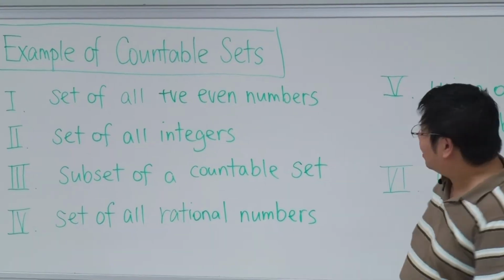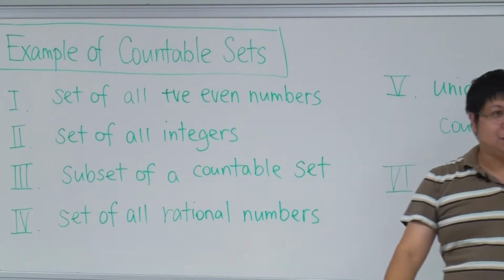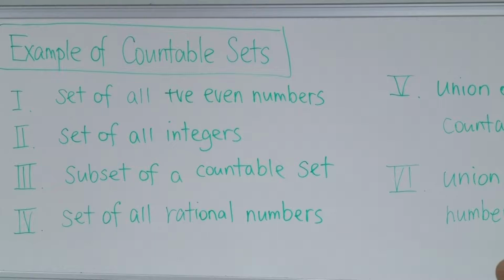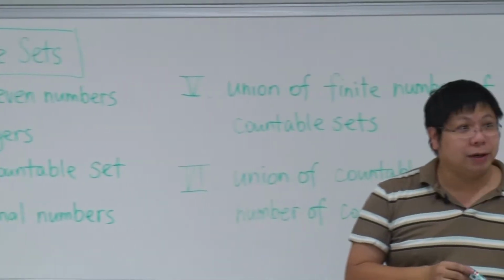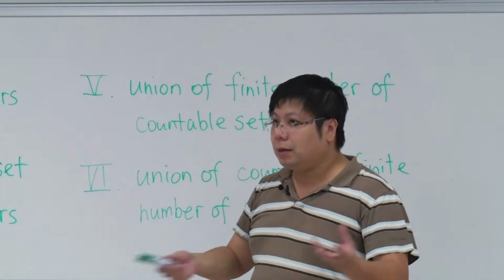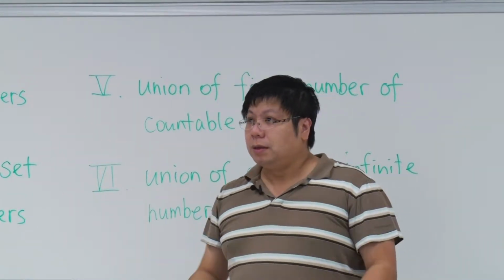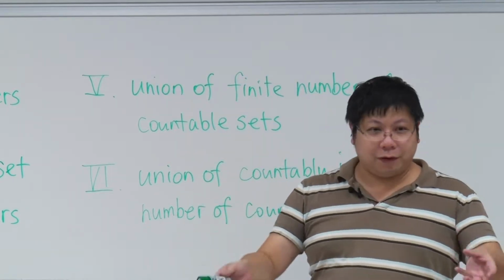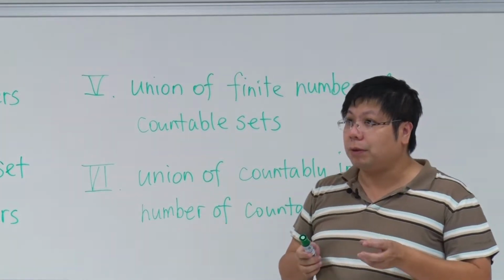Okay, good. How about this one, the set of all integers? Integers include 0, they include -1, they include -2, and so on and so forth, right? So how can we count them? I need to find a way so that each of these positive or negative integers, I'm going to see it.